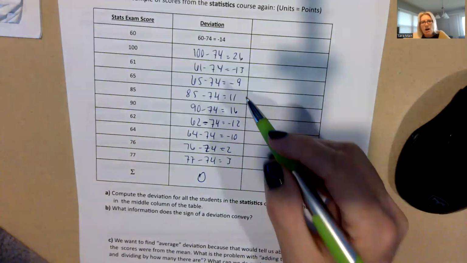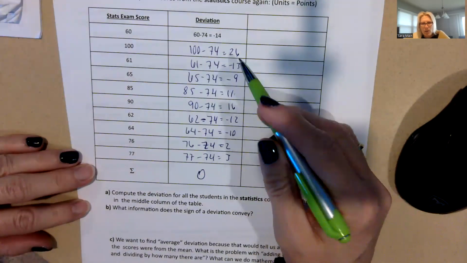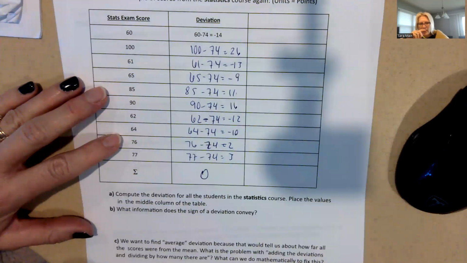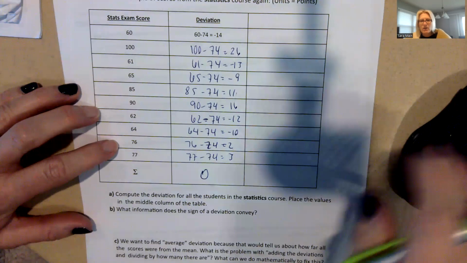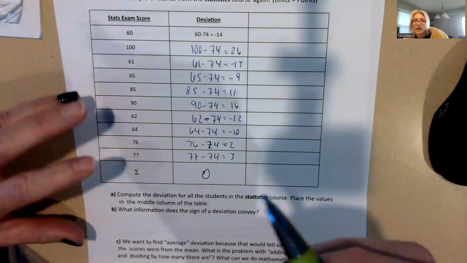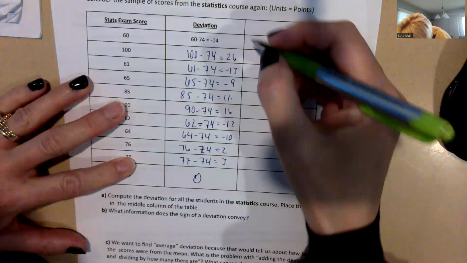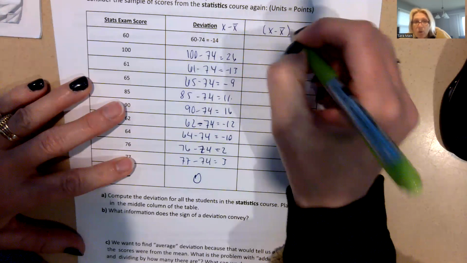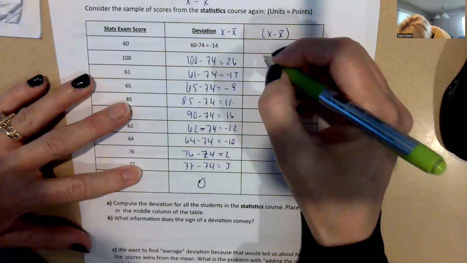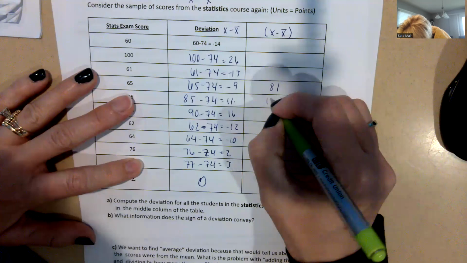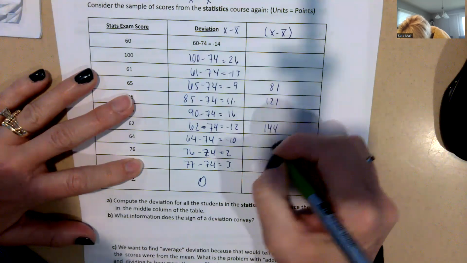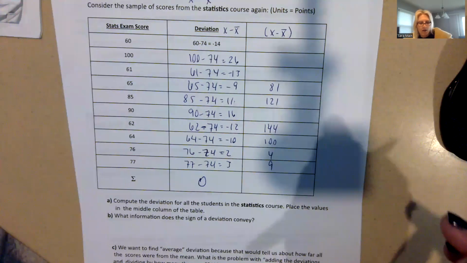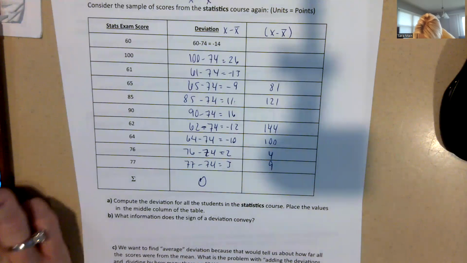Well, maybe it's because all of the negative deviations outweighed the positive deviations. So what could we do to get rid of any negative deviations? We could square them. Squaring all negatives and positives will result in a positive value. So we could take this x minus the x bar, and square each of these deviations. We're going to square each of them and then add them together.